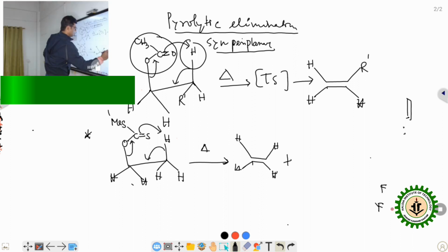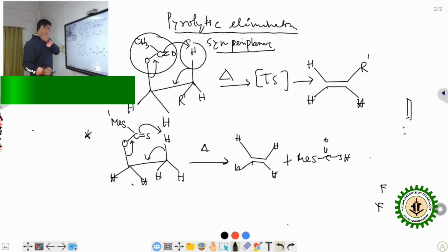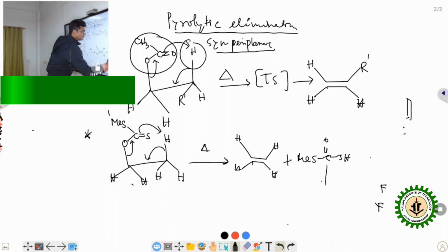The byproduct has a C double bond SH. From this unstable compound, it forms methanethiol plus COS.